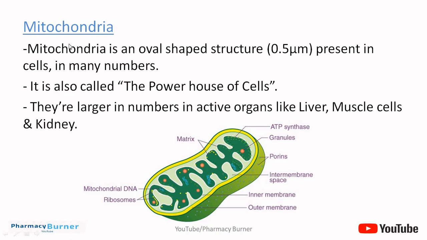First we are going to cover the mitochondria. Mitochondria is an oval-shaped structure of about 0.5 micrometer in size, present in the cell in many numbers. It is called the powerhouse of the cell. They are larger in number in active organs like liver, muscle cells and kidney. Here I added the picture of the mitochondria. You can see the capsule-like or oval-like structure, and it has DNA inside of it. Ribosome is also present.